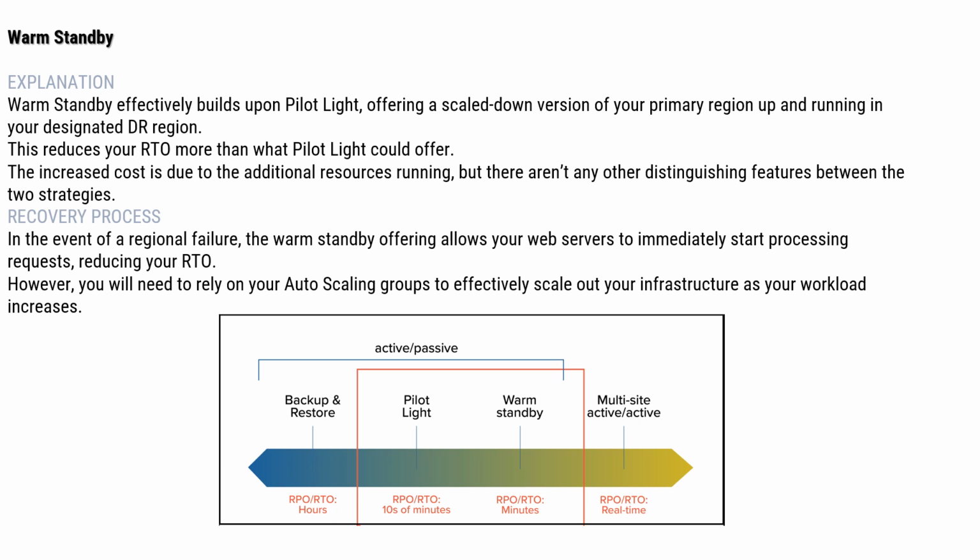The increased cost is due to the additional resources running, but there aren't any other distinguishing features between the two strategies. In the event of a regional failure, the warm standby offering allows your web servers to immediately start processing requests, reducing your RTO. However, you will need to rely on your auto scaling groups to effectively scale out your infrastructure as your workload increases. So by implementing the warm standby strategy, you can ensure a reduced RTO and RPO in the event of a regional failure.